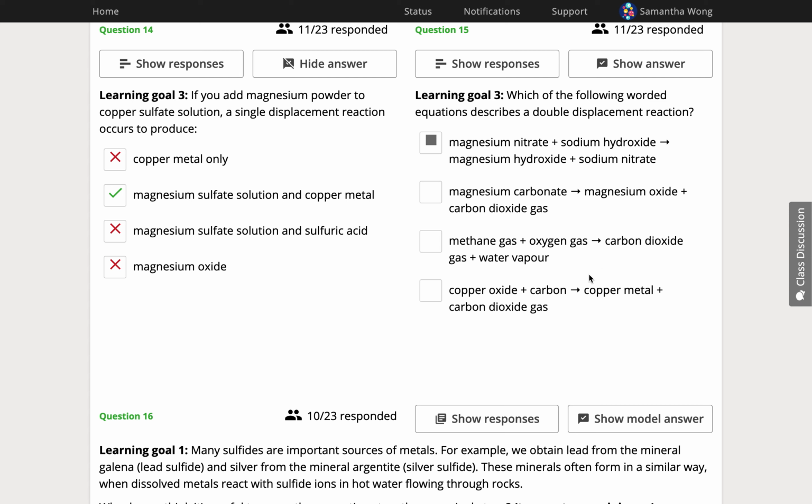And lastly, we've got copper oxide plus carbon reacting to give copper metal plus carbon dioxide gas. So keep the first half, swap the second. So copper becomes copper, and that cannot be fulfilled because that product does not fulfill our requirements for double displacement, so we ignore that one. So the only viable option here is option A.